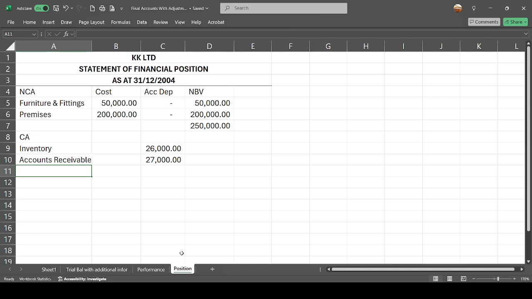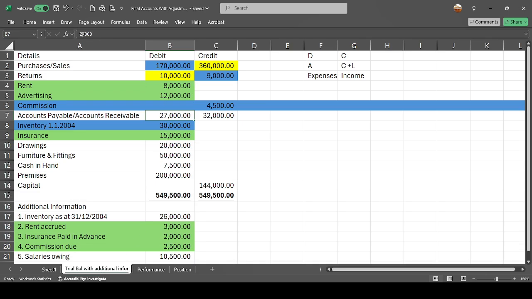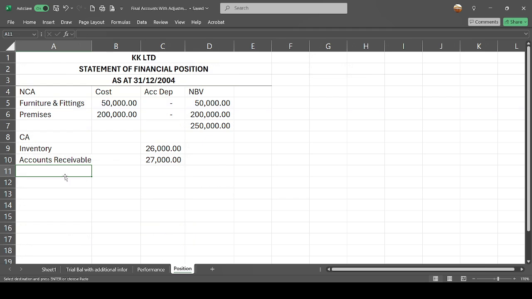Then after accounts receivable, let me just check it there. So we have cleared with that one. We have also cleared drawings, furniture and fittings, and premises. So the next one is our cash in hand. Let me just copy it, then I paste it here. So we have that particular cash in hand.